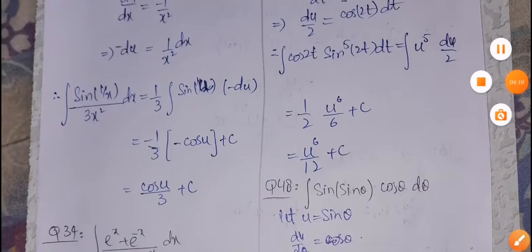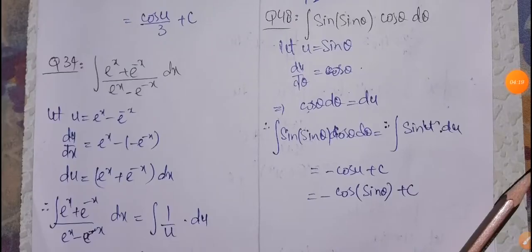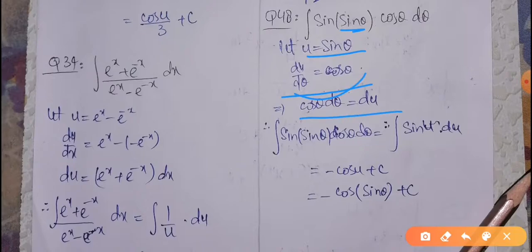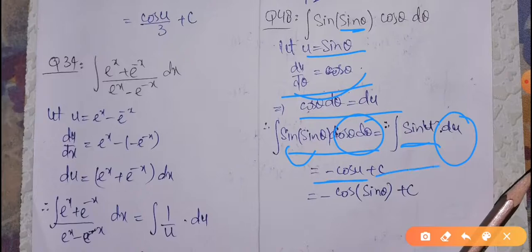Next we have question number 40, integral of sine of sine theta cos theta d theta. So here you can see that the angle is also a trigonometric function, sine theta. So let's suppose u is equal to sine theta, so that du by d theta will be equal to cos theta. So cos theta into d theta will be equal to du, and inserting the values, sine of sine theta is going to be sine u, and cos theta d theta will be equal to du. Now integral of sine u will be equal to minus cos u plus some constant of integration, and inserting the value of u, we get the final answer.